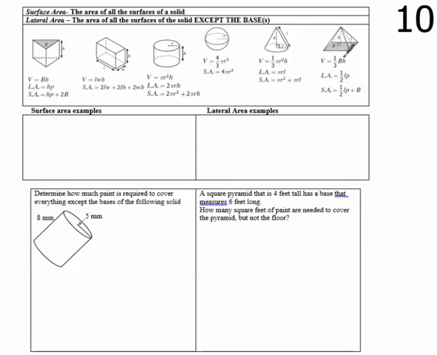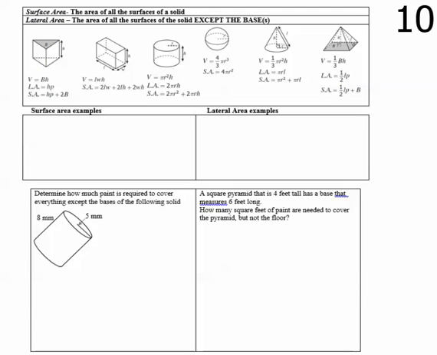All right, so again, we have our formula sheet that we're going to need, and let's first talk about what the difference between surface area and lateral area means. Surface area is the area of all surfaces of a solid, so every single side. Lateral is the area of all the surfaces except the bases, or base if there's just one. Sports reference: lateral in football, that's where you throw the ball to the side. So you can think of it like that. Lateral means side.